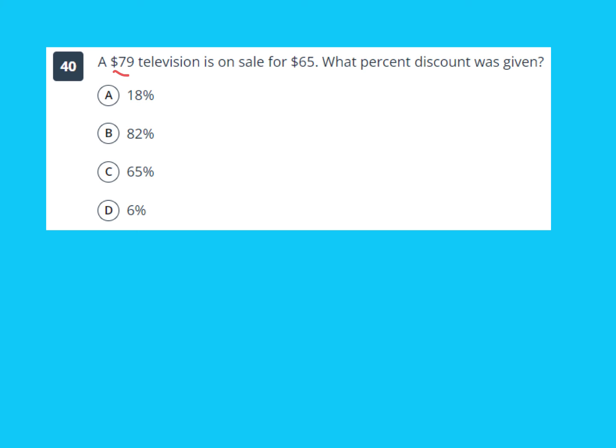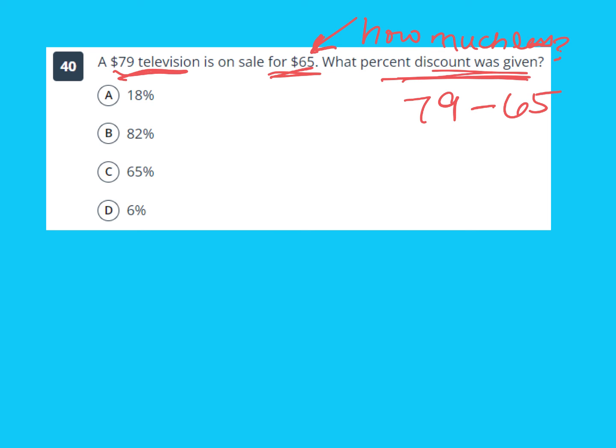Next, a $79 television on sale for $65. What's the percent discount? In other words, how much is taken off? So first thing I need to do is figure out how much less, right? I'm going to say 79 minus 65. I don't have to do this, but then I have to do some subtraction later. So 79 minus 65 equals 14. That's the actual change.